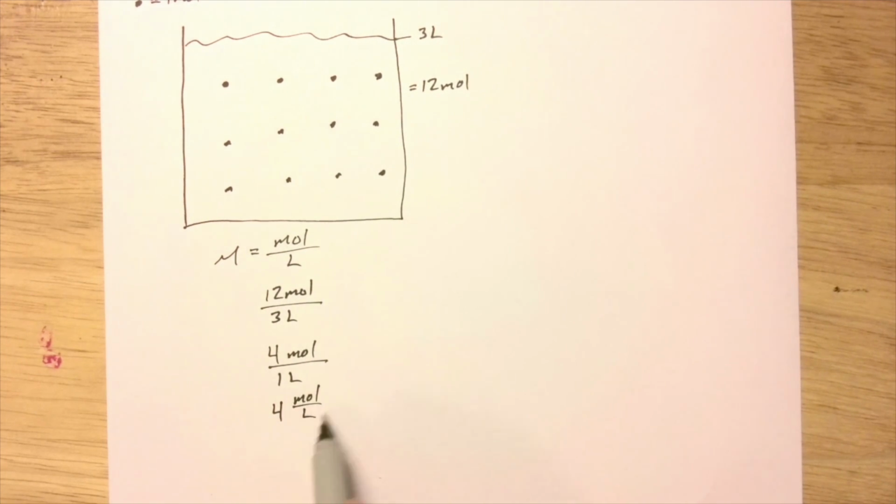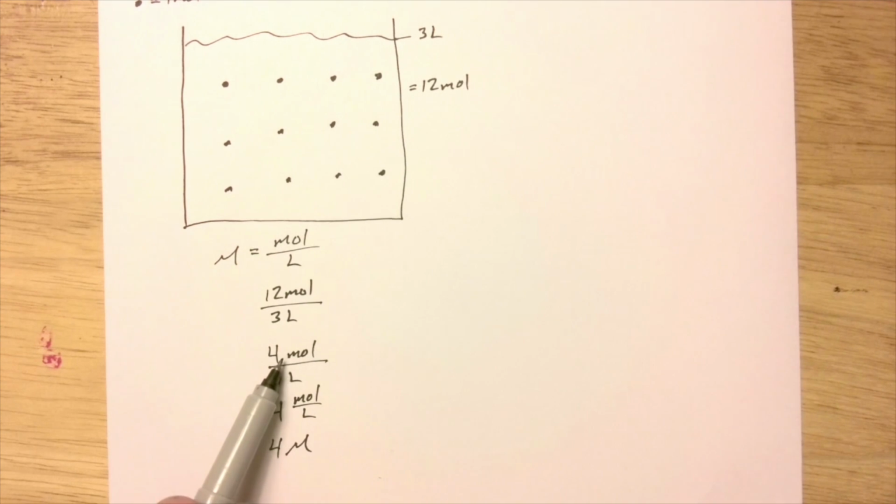But what they end up doing instead is they abbreviate this into a unit called molarity, and they just change a mole per liter into the unit of capital M, which represents molarity. So what this means is basically for every 1 liter you would have 4 moles.